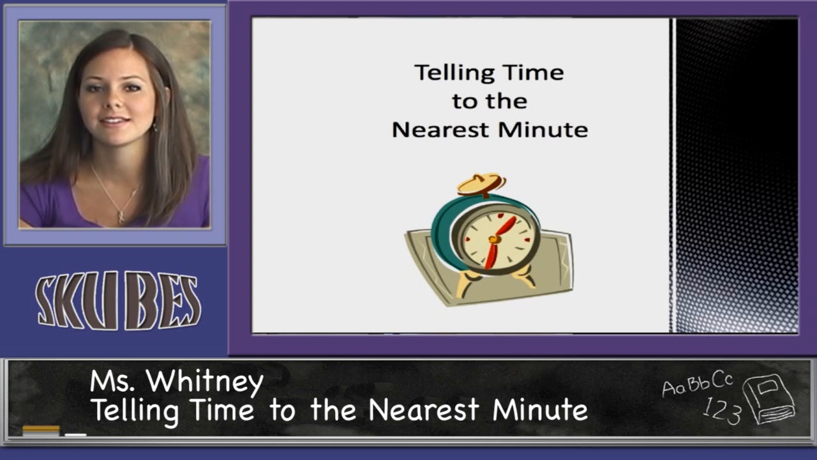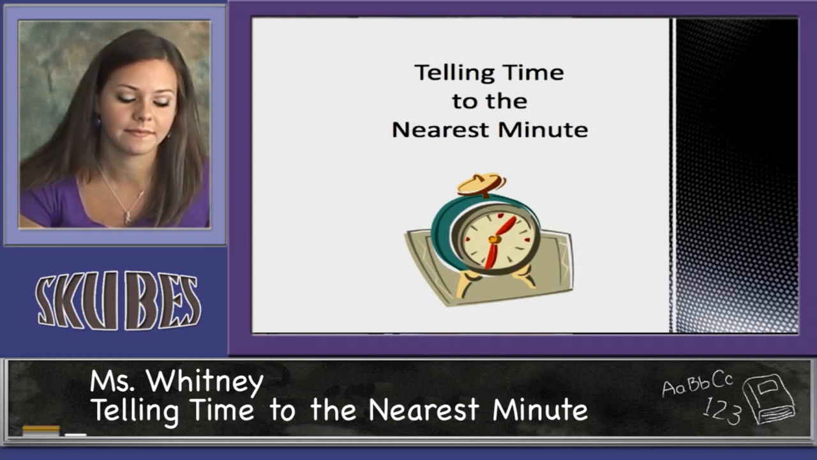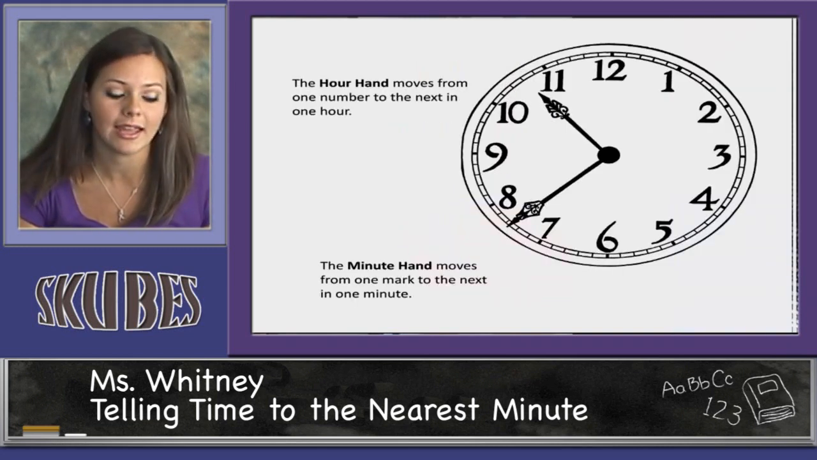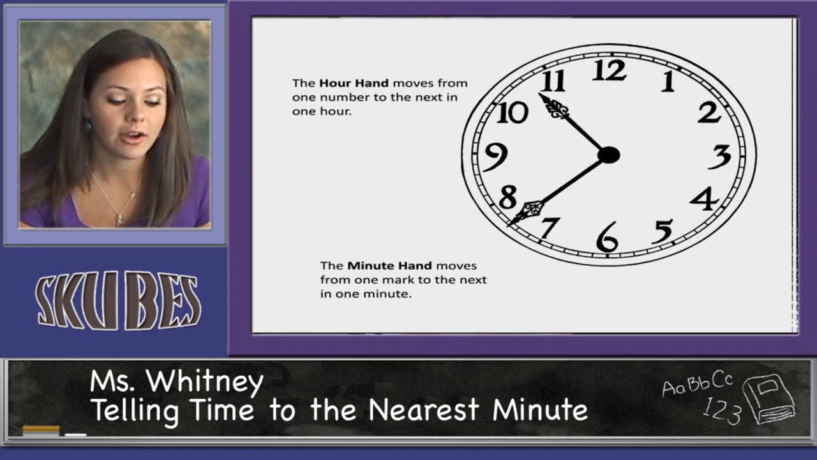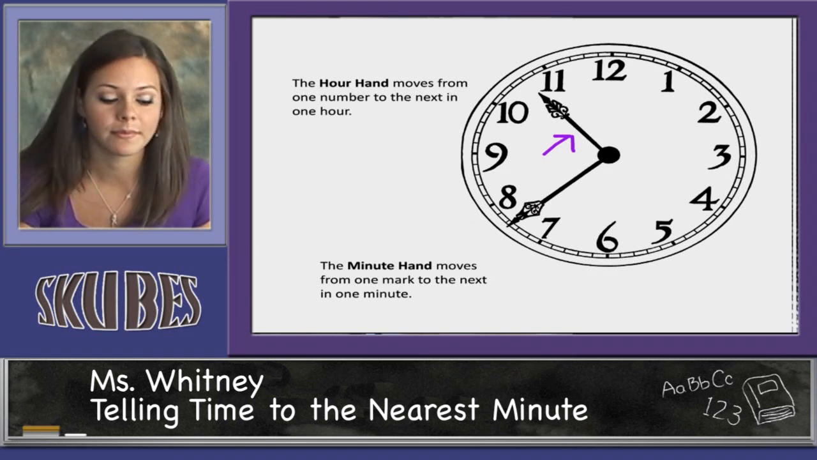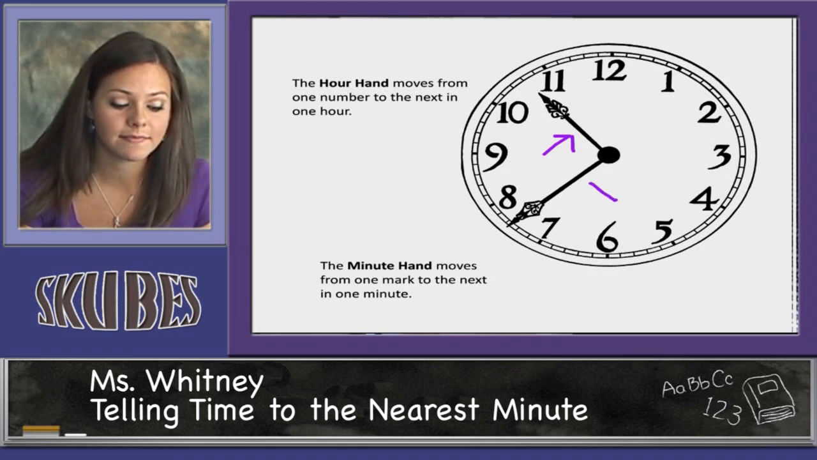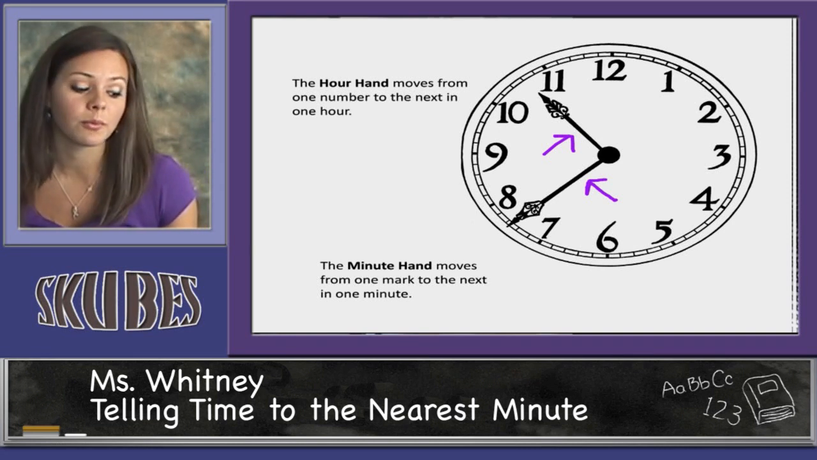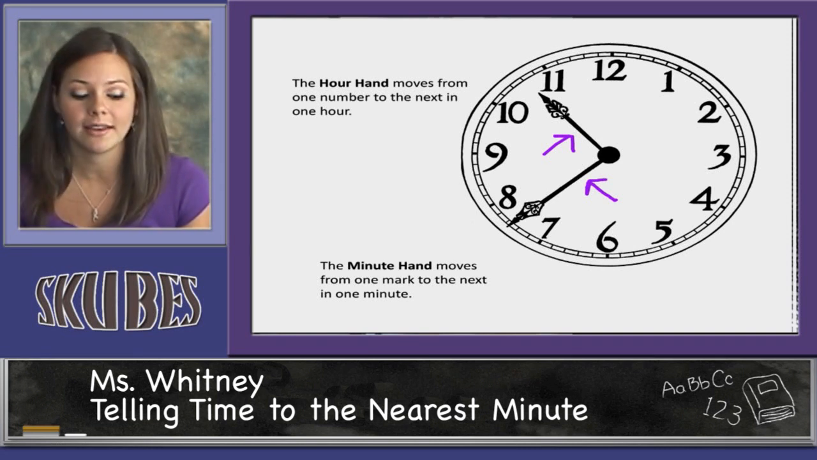Let's talk about telling time to the nearest minute. When telling time, the first thing you need to know is the hour and the minute hand. The hour hand is the shorter hand that moves from one number to the next in 1 hour. The minute hand is the longer hand on a clock that moves from one mark to the next in 1 minute.